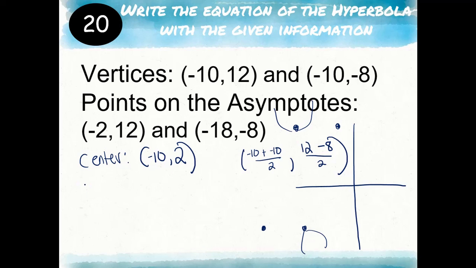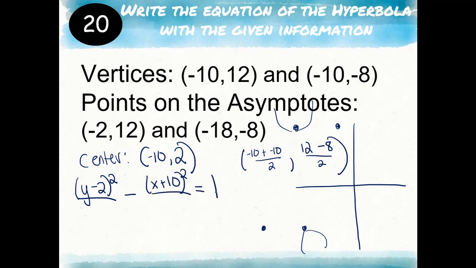So now I can write the equation. It is up and down, so I do have to put y first. So y minus 2 squared over, minus x plus 10 squared over, equals 1.